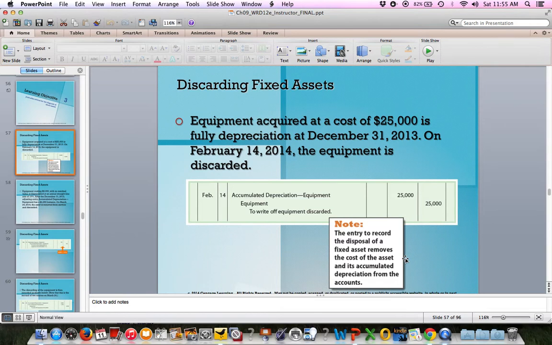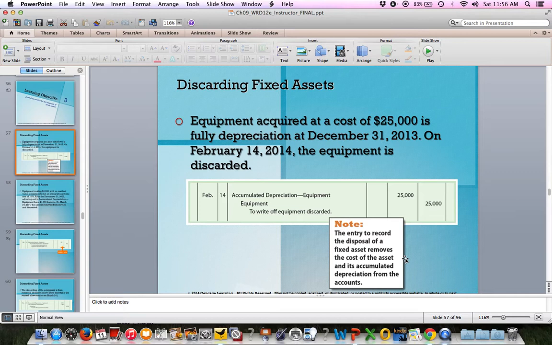Now, what they haven't shown us is the entry to actually just record depreciation. When I record depreciation, I debit depreciation expense, and I credit the account called accumulated depreciation. So debit expense, credit accumulated depreciation. Accumulated depreciation is a contra account. Whenever you hear the word contra, I want you to think opposite balance. Assets we know have a debit balance, and so a contra asset account would have a credit balance. So every time I record depreciation, I debit depreciation expense, and I credit accumulated depreciation.